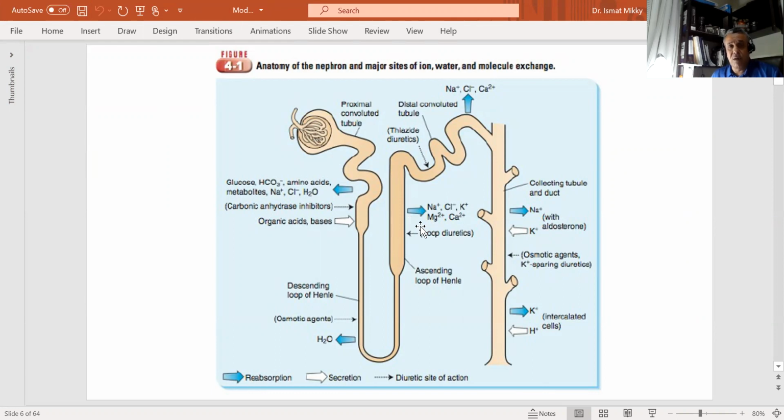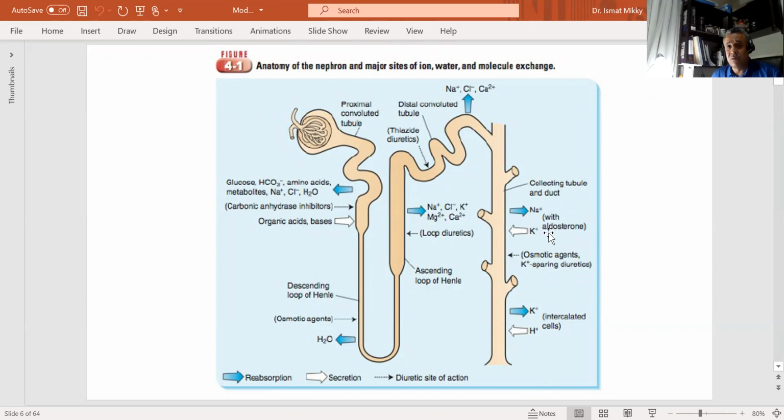heavily used for lowering blood pressure, for pulmonary edema, and for CHF, heart failure, and other indications. So that's just an example of how different medications work at different sites of the renal system.